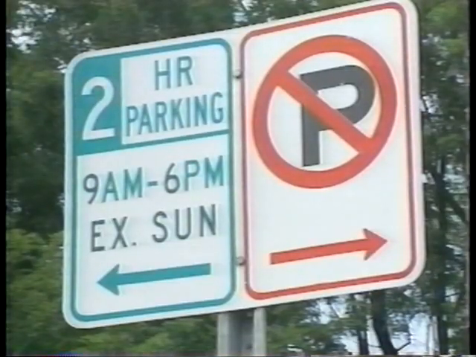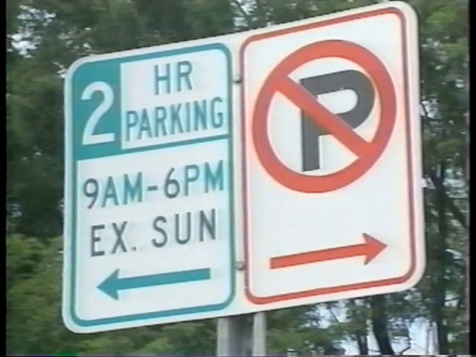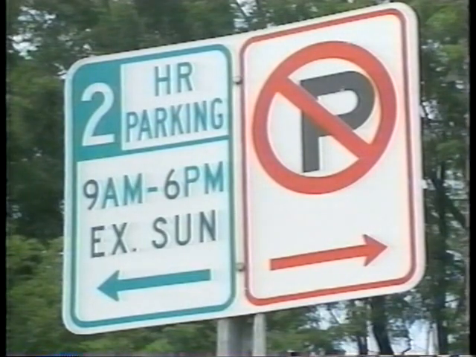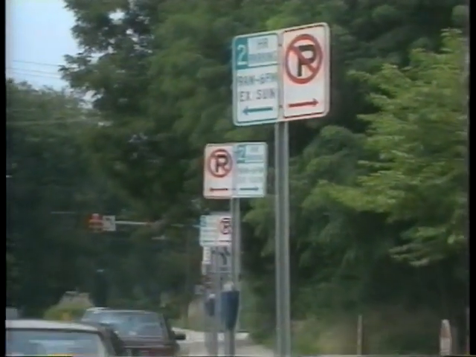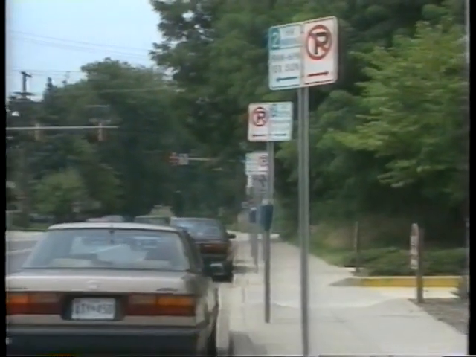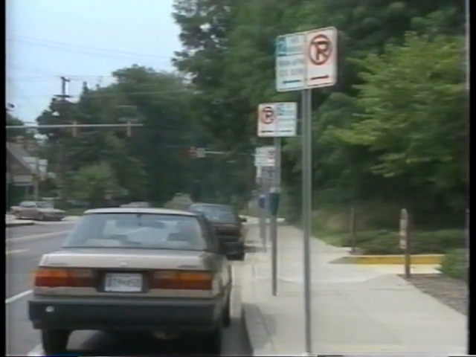Parking signs with arrows are commonly used in non-intersection situations. These signs should be set at a 30 to 45 degree angle with the direction of traffic.